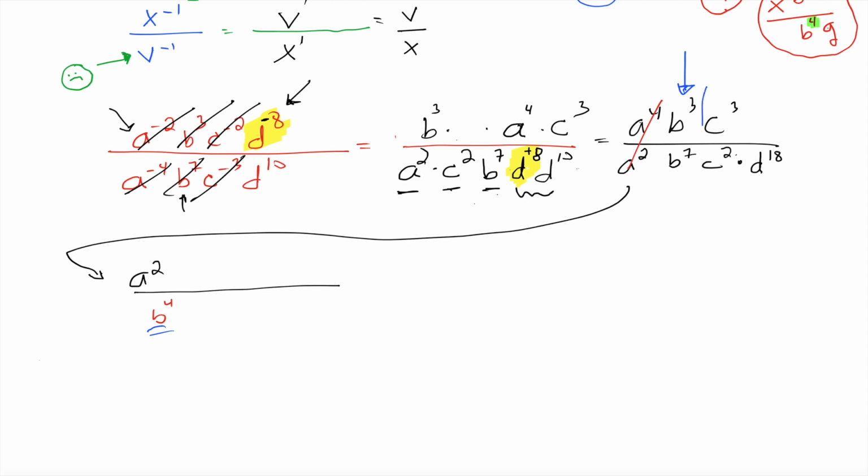All right, what about these guys right here? Okay, cool. Times c. And what about the d to the 18? That stays. All right, so that's that.